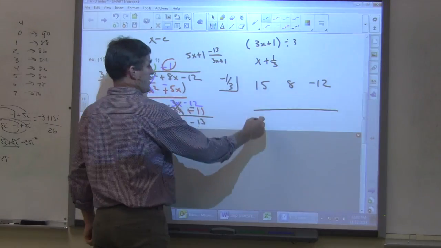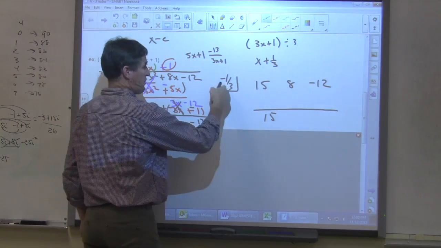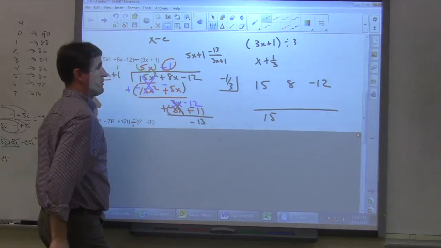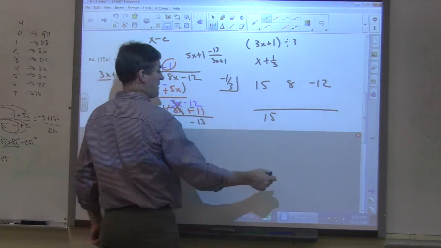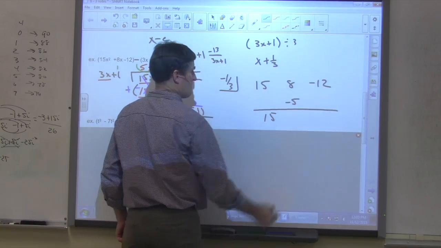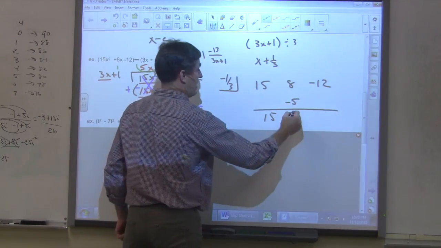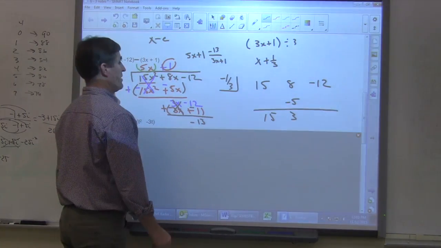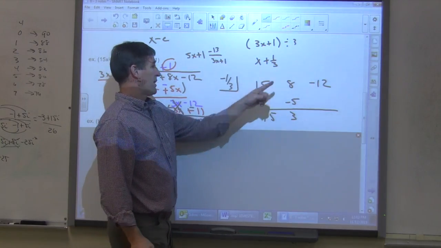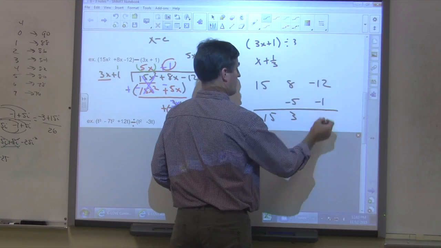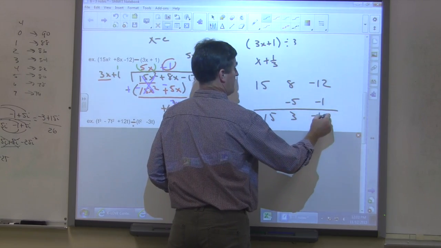We bring down the first number, 15, and we multiply it. Negative 1/3 times 15. Well, 3 goes into 15 5 times. 5 times the negative 1 is negative 5. Now we add 3. Then we go 3 goes into 3 once, and we get a negative 1. And we get a remainder of negative 13.